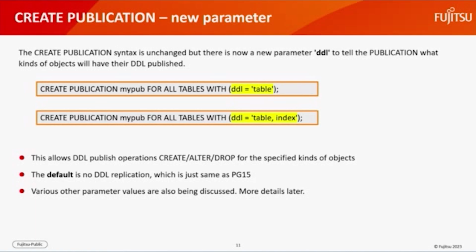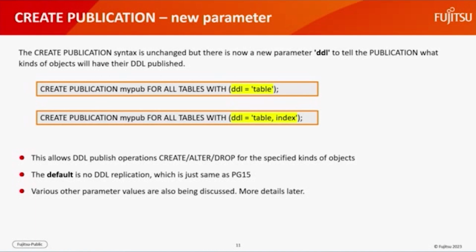That's just an example of the value. So in the second part, Zane's going to describe some. There's been a lot of discussion of different kinds of values that it could take and different meanings for that DDL parameter. So you'll see more about that in the second part.